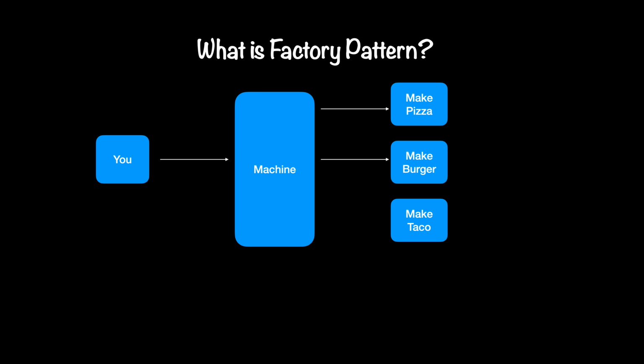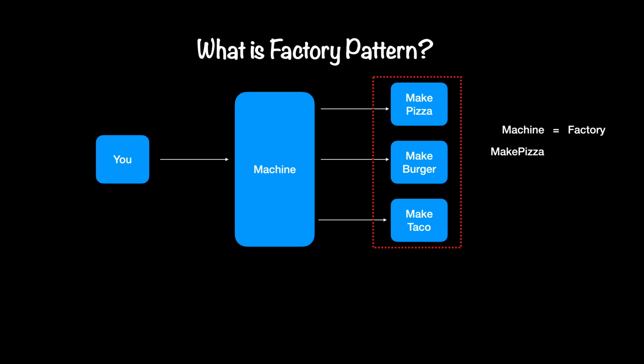This machine knows how to prepare a pizza or a burger or a taco or anything else. That means this machine will act as an interface between you and all the products which need to be made. In factory pattern, the machine is called factory, and the make pizza, make burger, and make taco are called the products. And this is called factory design pattern.